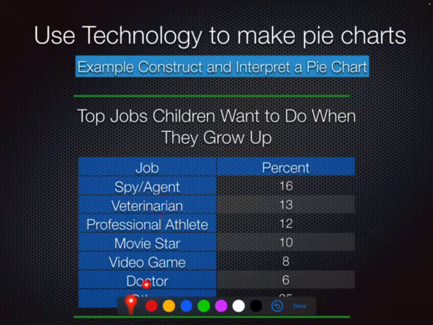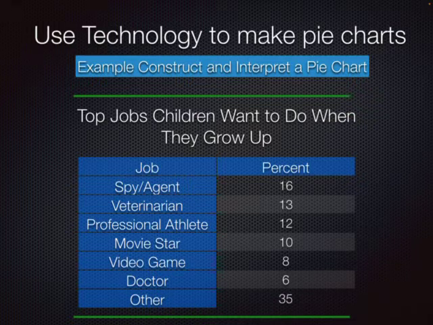They surveyed a bunch of kids, and spy agent got 16%, being a veterinarian got 13%, an athlete 12, movie star 10, video game designer, doctor, and then at the very bottom you can see it's other. So what we want to do is represent this in a pie chart.